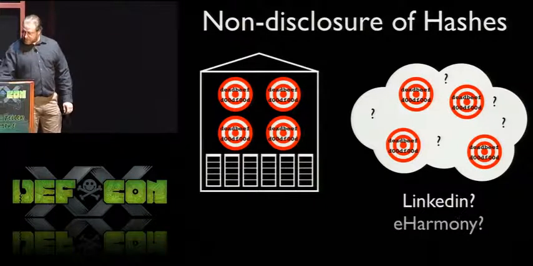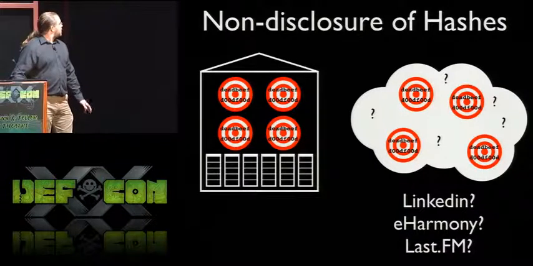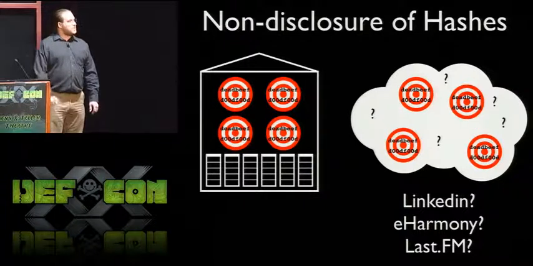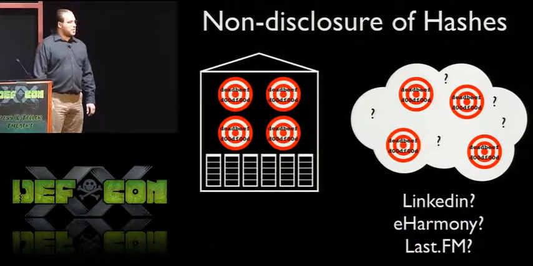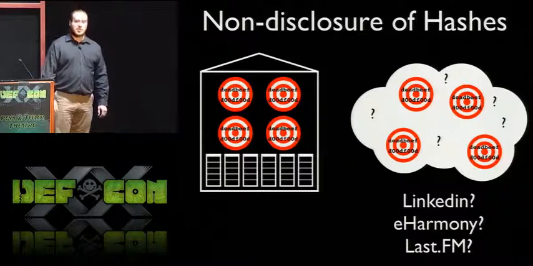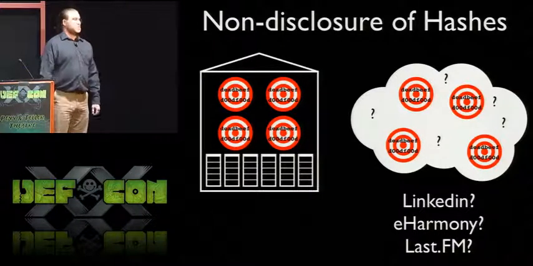And that is a good argument for non-disclosure of hashes if you're not necessarily supposed to have them. The same is true of eHarmony, and that's cut off at the bottom, but Last.fm. Most of the big password breaches have not been discovered by companies going, yeah, we lost our hashes. Most of them have been discovered by the hashes showing up somewhere else and users doing exactly what we told them, which is using unique per-site passwords.